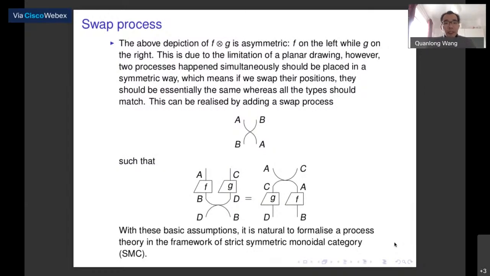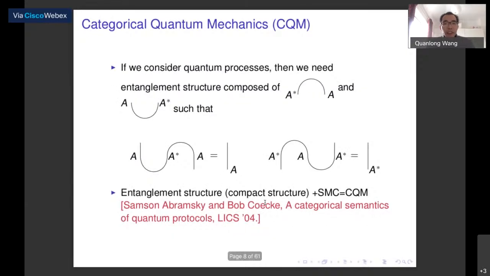Also, in the above depiction of F tensor G, this is not a symmetrical way. That means F is on the left but G is on the right. But basically, if we swap their places, they should be essentially the same. But we need to keep the types matching. So logically we need the swap processes such that this diagram holds. With these basic assumptions, it's natural to formalize process theory in the framework of strict symmetric monoidal categories. And if we consider quantum processes, then we need entanglement structure, which is composed of cups and caps. They satisfy the snake equations.